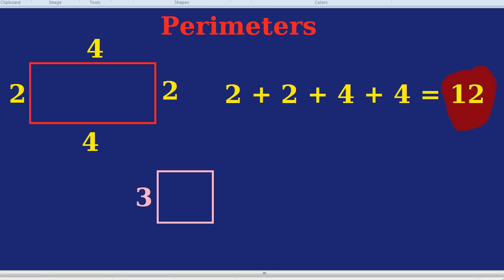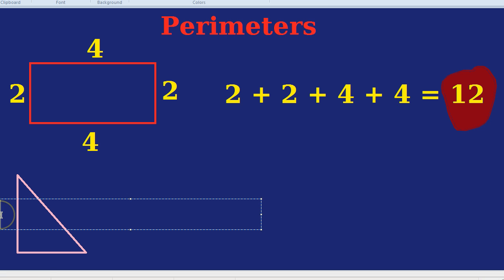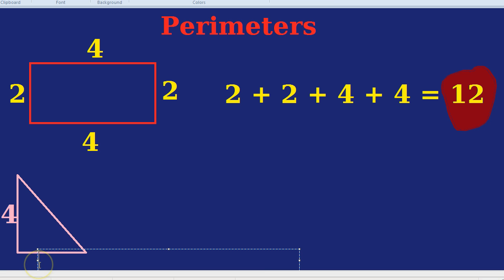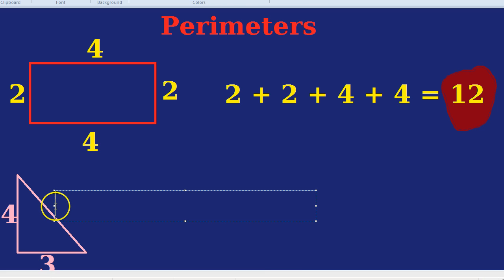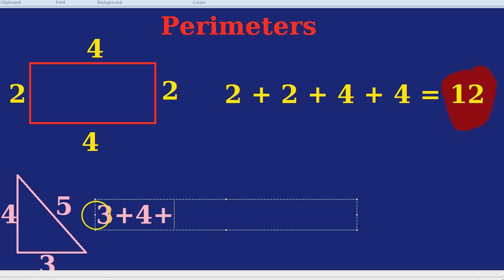How about a more interesting shape? You might be asked about a triangle. Let's start off with that. A triangle uses a similar principle of adding up the sides. In this case, we have a 4, a 3 and a 5. Adding up those sides, you get 3 plus 4 plus 5, which equals 12. By coincidence, they're all adding up to 12.